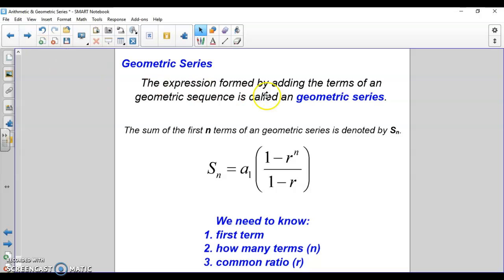Geometric series, definition's the same. It's just adding. This one, here's our formula for it. To find the sum, all you need is the first term and the common ratio and the number of terms. I don't need the formula or anything like that. We need to know the first term, how many terms, and the common ratio. Notice we're going to get very large numbers on this one because we are dealing with some exponential stuff a little bit.